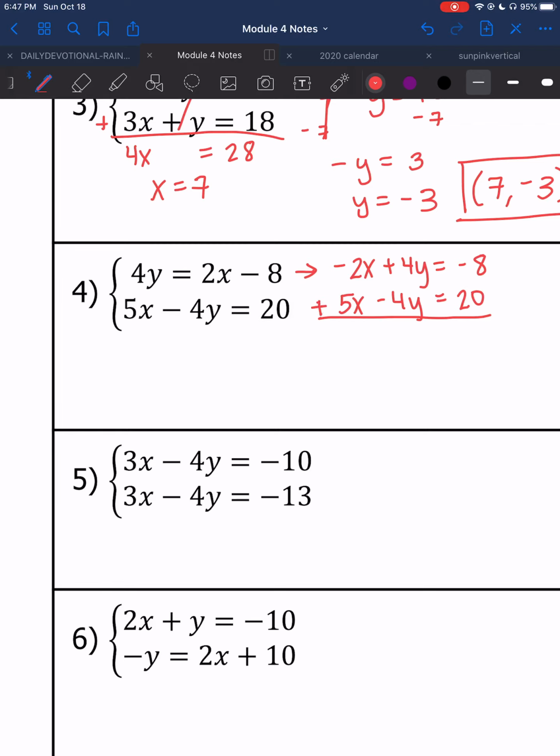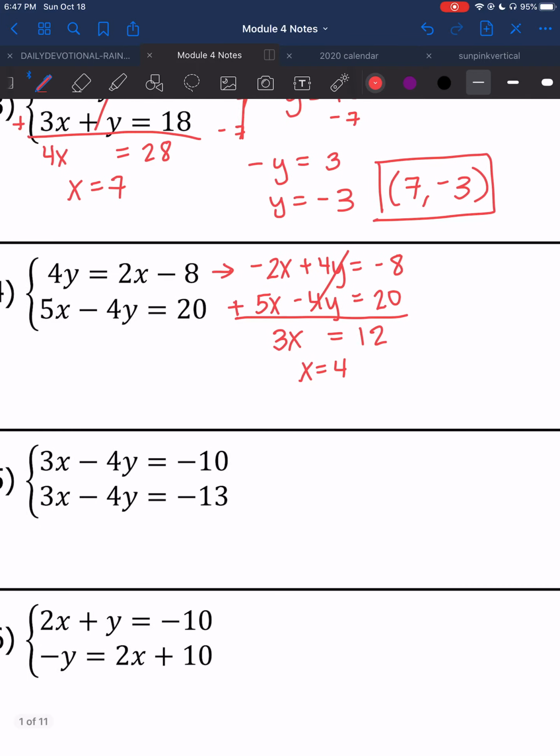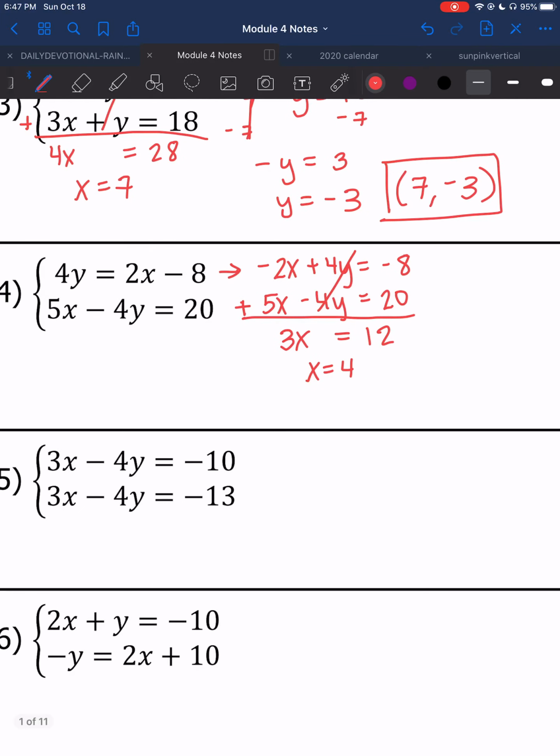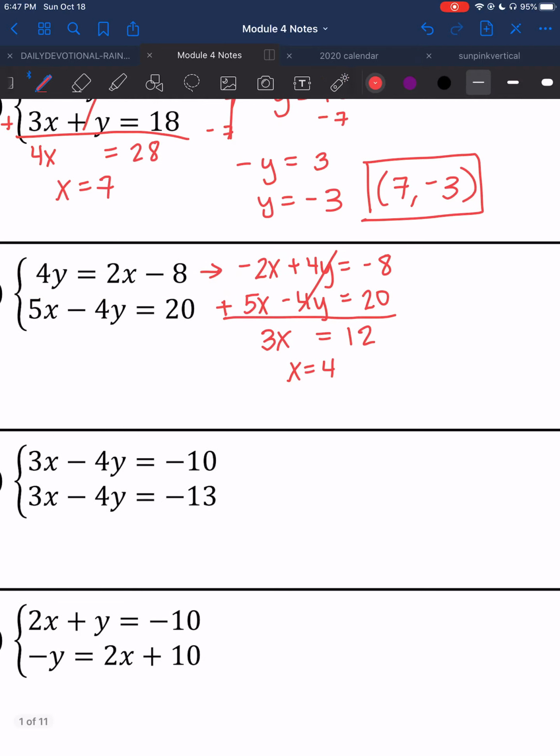So you're going to end up adding these equations. 5 minus 2 is 3x. Those guys go away. 20 minus 8 is 12. Divided by 3, x is 4. So when x is 4, we want to solve for y. Doesn't matter which one you use. I'm going to use that one. So 4 times 4. Nope, I forgot the y. 4y equals 2 times 4 minus 8. So 4y equals 8 minus 8. So 4y equals 0. So y is 0. So my solution is 4, 0.